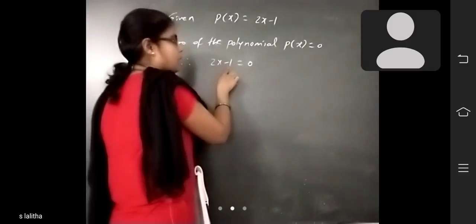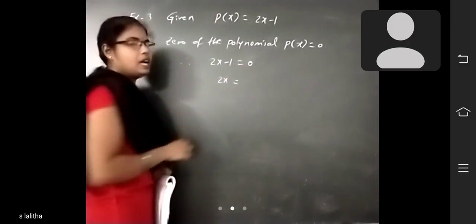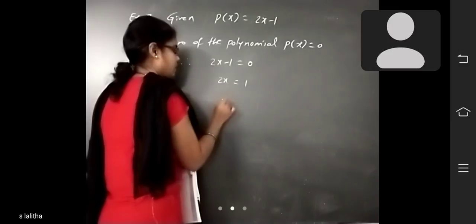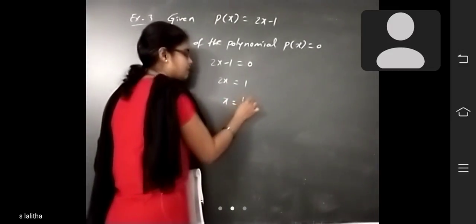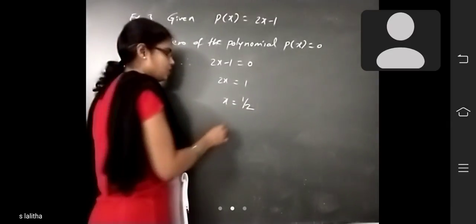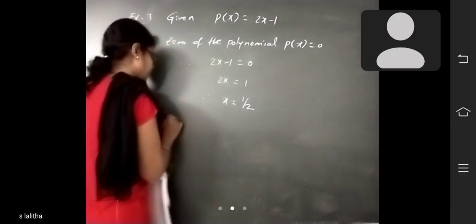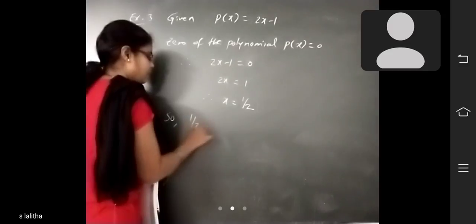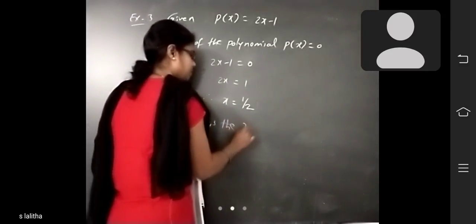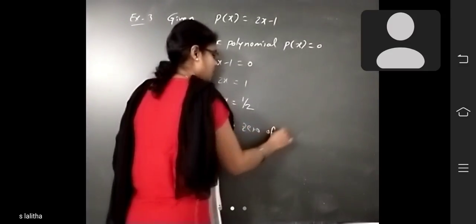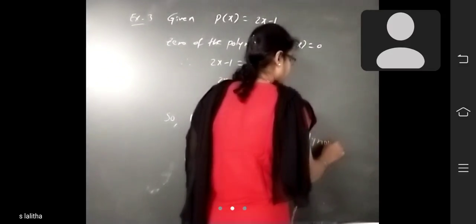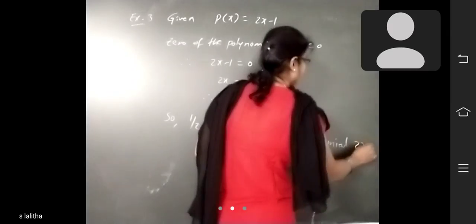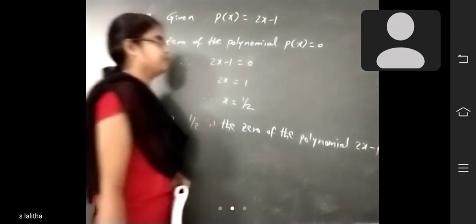2x equal to, here minus 1 is there, transpose to right hand side, what will become? Plus 1. X is equal to, here 2 is multiplied, if you transpose to right hand side, what will become? By 2. So x is equal to 1 by 2. So 1 by 2 is the 0 of the polynomial 2x minus 1.